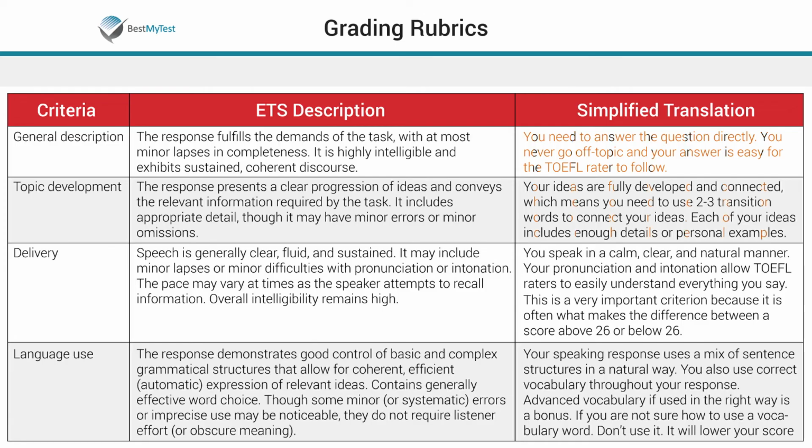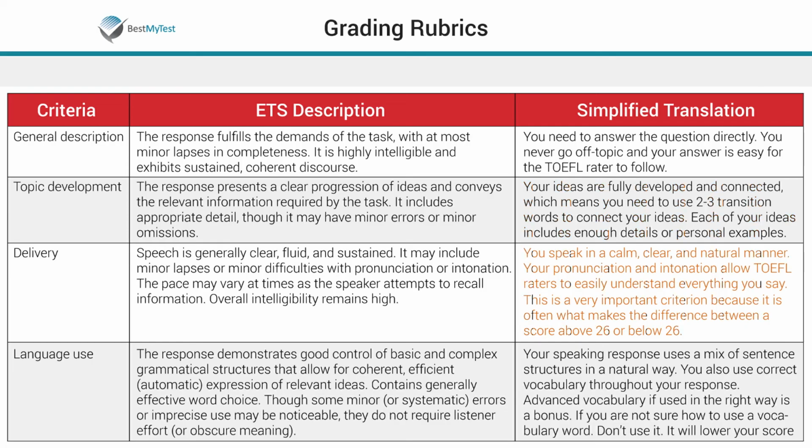The next criteria is topic development. Here you need to make sure that your ideas are fully developed and connected. And that means using transition words. The TOEFL graders are specifically looking for transition words, on how well you can connect your ideas using these words. Make sure each of the ideas also has enough details and examples to support your opinion.